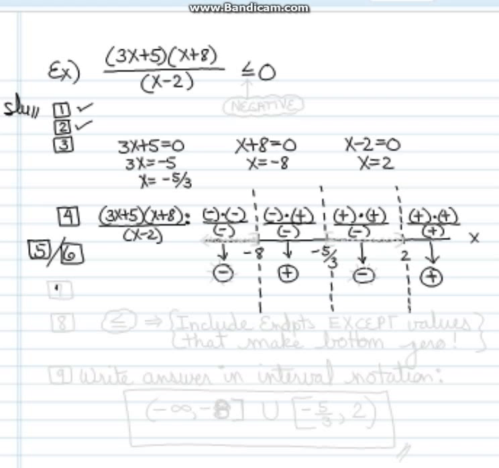So on step 7, we're supposed to refer back to step number 2, which was actually the question: 3x plus 5 times x plus 8 over x minus 2 less than or equal to 0. And what I want you to note is that to be less than or equal to 0 means to be negative. So step 7 is saying to shade the regions for which the expression in step 2 is true. In other words, where the rational expression, the fraction, is negative.